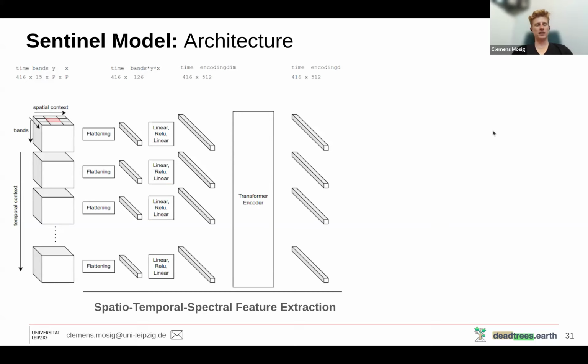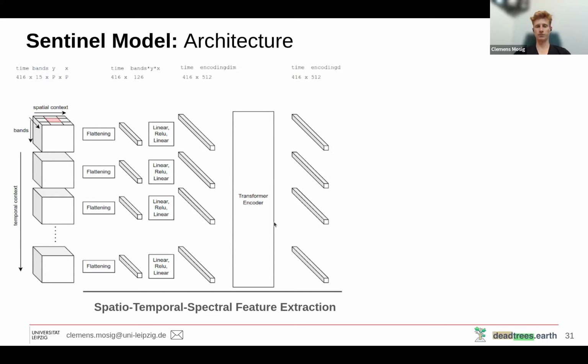Sure. So this time series of data cubes is fed into, I'll put a very fancy term there, a spatial temporal spectral feature extraction encoder. What it's actually doing is taking each of these spatial and spectral cubes, applying some flattening, then a simple linear expansion to a longer vector. And this vector of length 512, that time series of it, is fed into a transformer encoder.